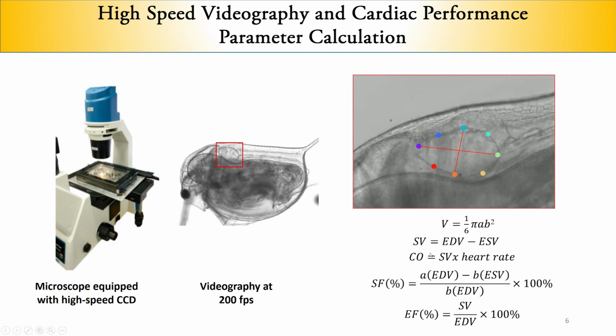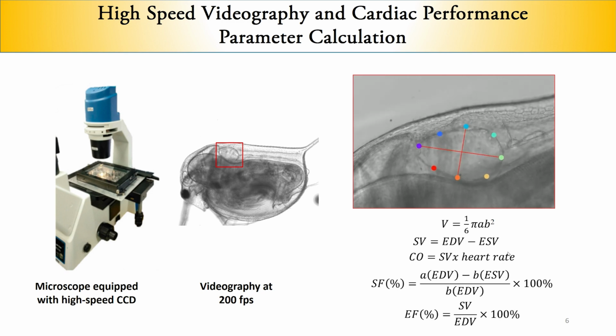To get the stroke volume, we just need to calculate the volume at the end diastolic phase and the end systolic phase. And we can also get several other parameters like the cardiac output, shortening fraction, and ejection fraction. To get the heart rate, we have to get the timing of each beat, either at diastolic or systolic volume. And by calculating the average of those beats, we can get the heart rate per minute.